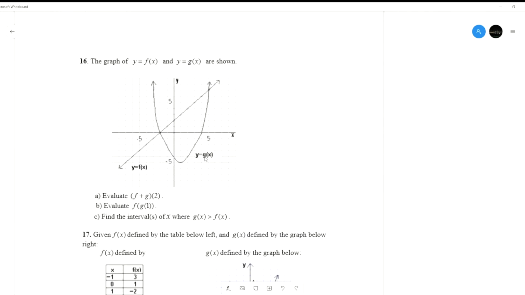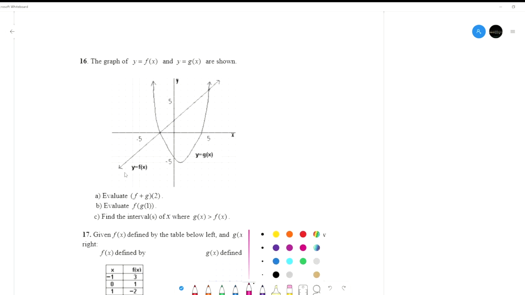Oh, here, number 16. We didn't talk about this, so let's just talk about it real quick. We have f of x is the straight line, and g of x is the curve. They want to know what f plus g of 2 is. That just means f of 2 plus g of 2. So f of 2 is 4, so that's 4 plus g of 2 is negative 4. So that's equal to 0. Not bad, right?